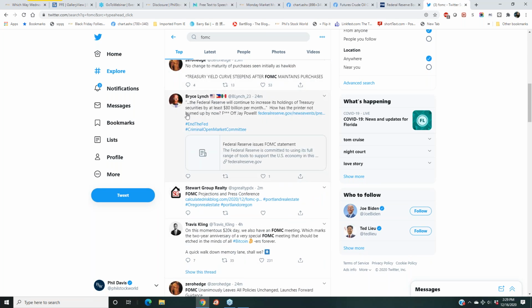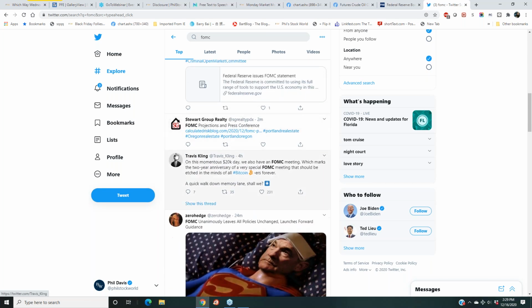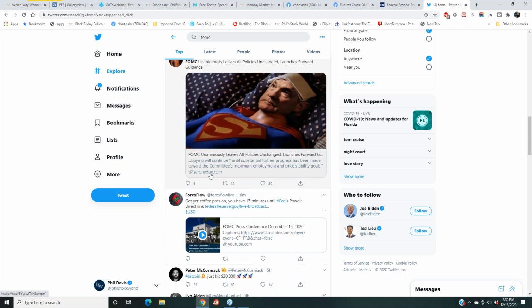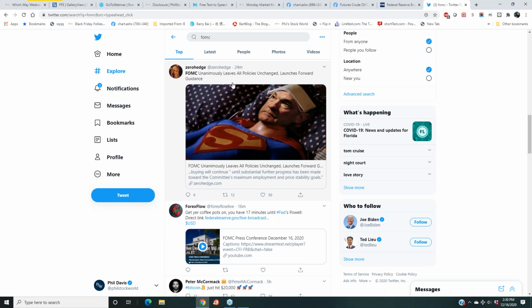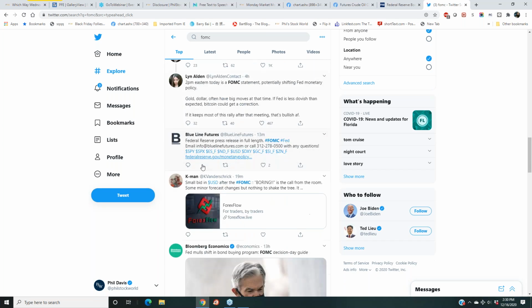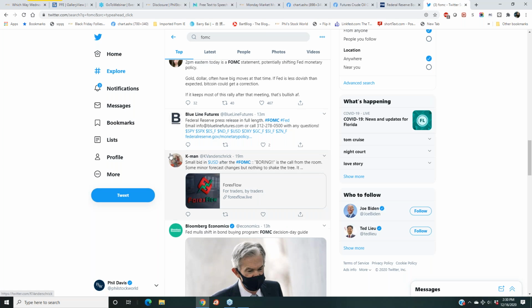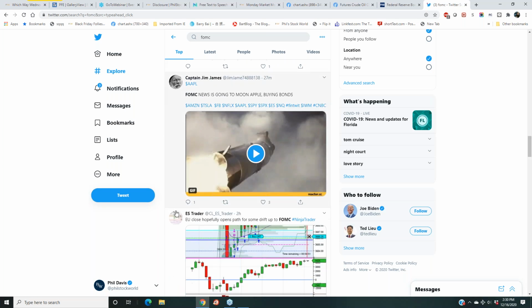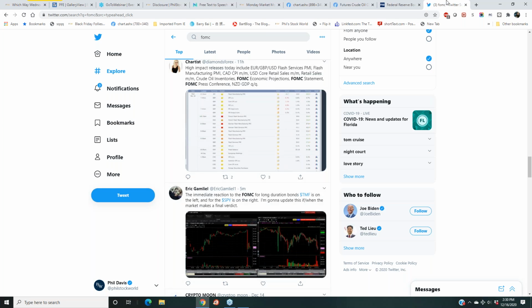Here's the Fed. Who's got the little crossed out thing? That's a good picture. They're leaving all policies unchanged. Come on. Nobody's parsing it. Parsing is where they cross out the things. You know who might do that? The Wall Street Journal.